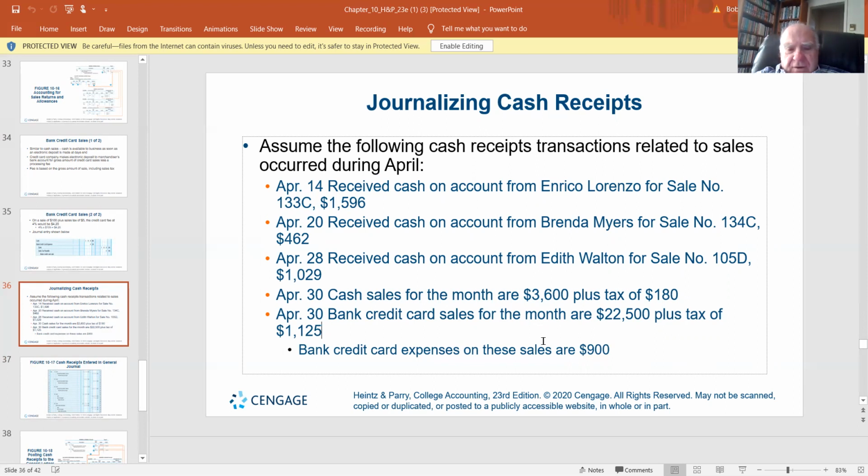And the credit card fee was $900. Wow, that seems to me, it just seems like a big number, okay? That's 4% again. So let's see what we have here.